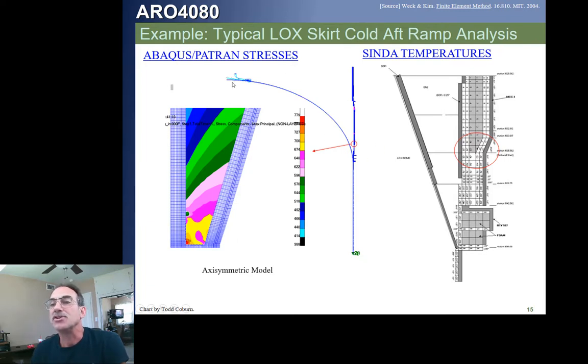In the larger picture here, you can see the pressure dome of the tank with the skirt just above it and the cylinder of the tank just below it. And we see a little detail of where this axisymmetric model is. The model on the left is the static model using Abaqus and Patran, looking at the stresses in the core, and the model to the right is, I think, using Sinda, generated by the thermal analysis group with temperatures.